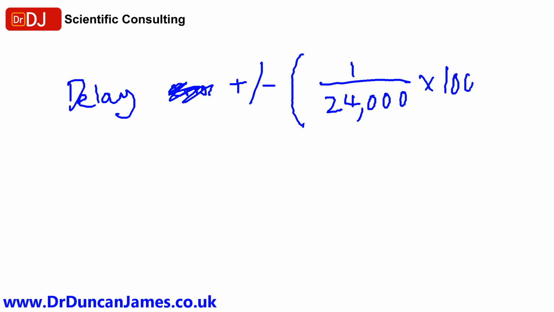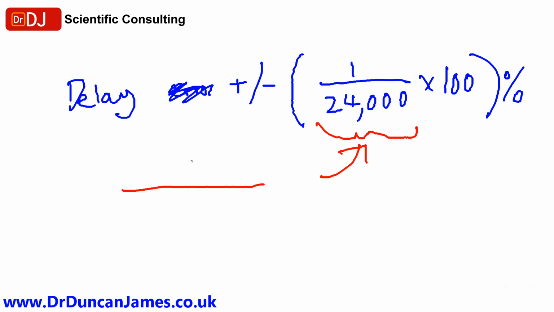1 over 24,000 times 100%. This bit here is a fraction. In a fraction we always say, what is it out of? Well, it's out of 24,000 because we're assuming that the delay is approximately 24,000 samples, and as a fraction of that total, it's 1 sample that we might be out by. It might be one sample too much or one sample too little. Hence, as a fraction, it's 1 out of 24,000. We times by 100 because that turns a fraction into a percentage. So that makes a percentage.